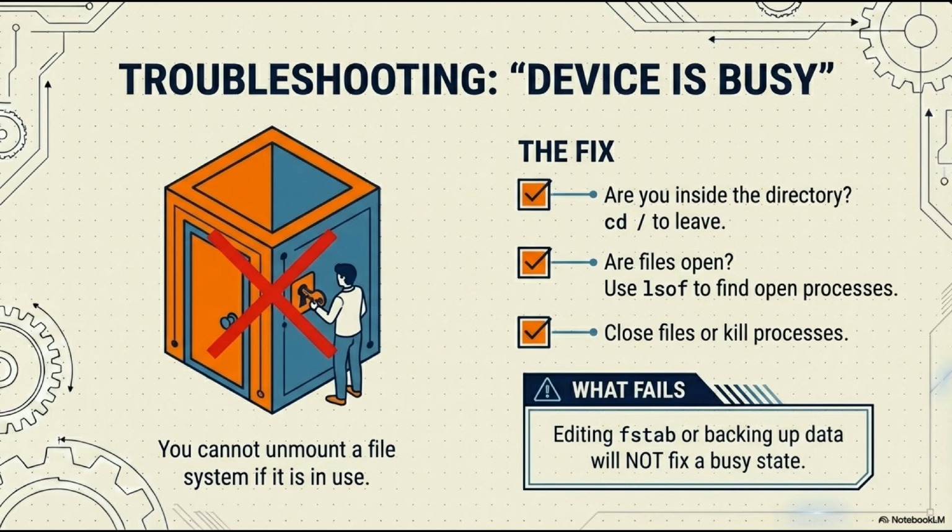But you have to see it from the OS's perspective. It's protecting you. If it let you unmount a drive while a program was halfway through writing a file, you would corrupt that file. You'd lose data. So the busy error is a safety lock. Okay, so how do we find the key?